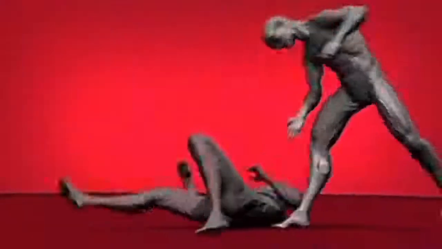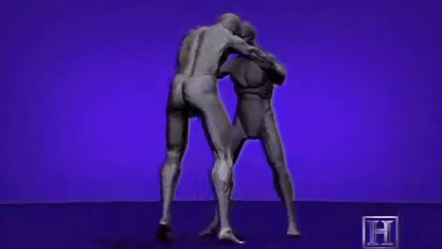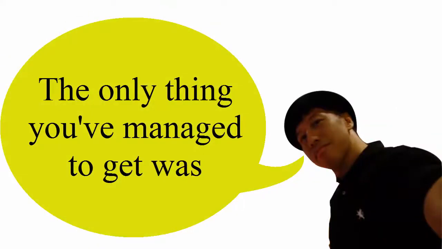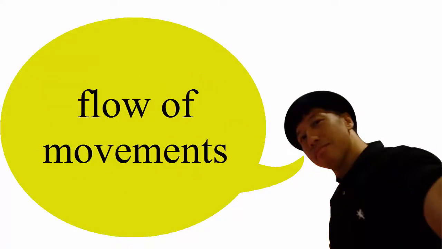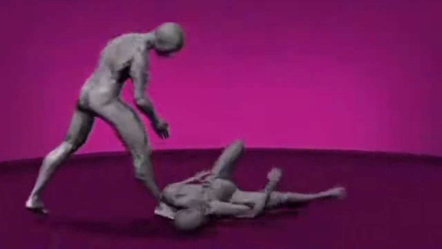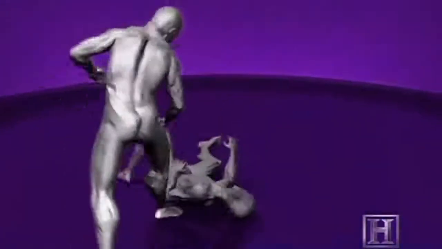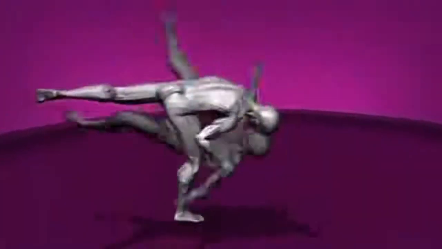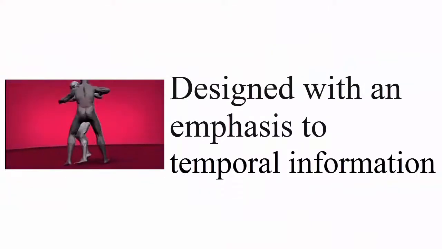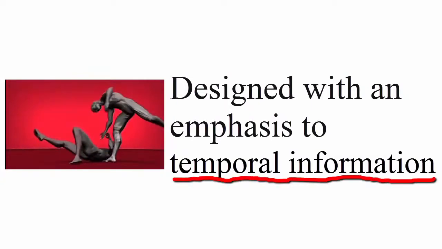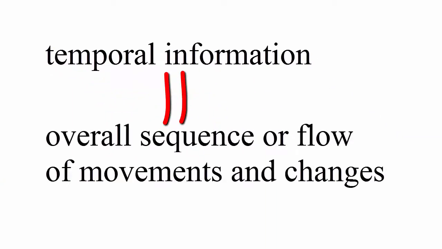What exactly were you able to extract from this animation? The whole sequence only took less than a second, so I'm guessing that the only thing you've managed to get was the overall sequence or flow of movements in which the judo throw was executed. This animation sort of disregarded smaller individual movements like hand grips, where exactly you need to step in, the angle of your feet, directions in which you need to pull and push your opponent with your arms, and so on. In other words, this animation was designed with an emphasis to temporal information in mind. Think of temporal information as an overall sequence or flow of movements and changes.